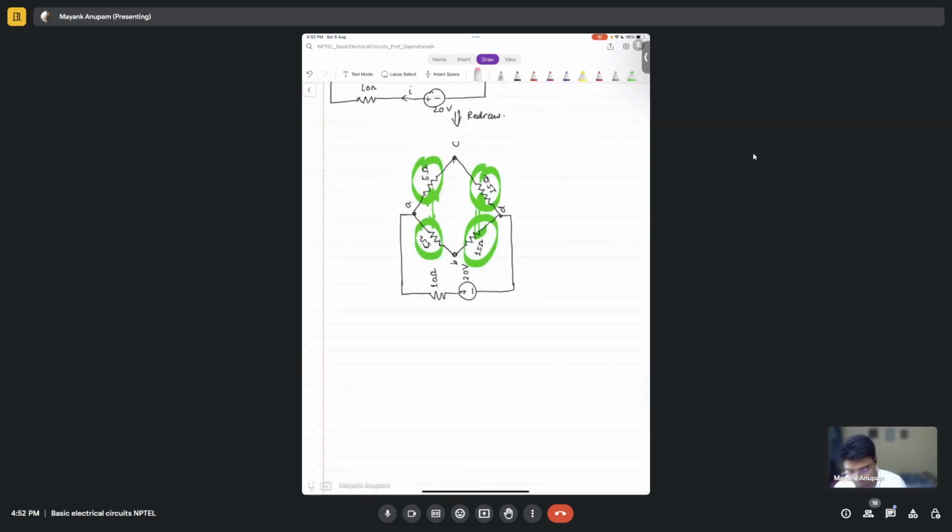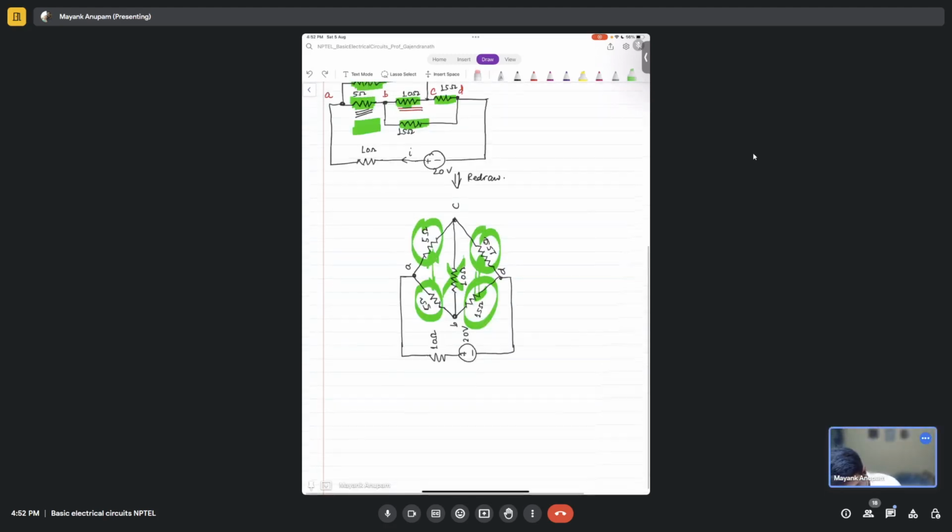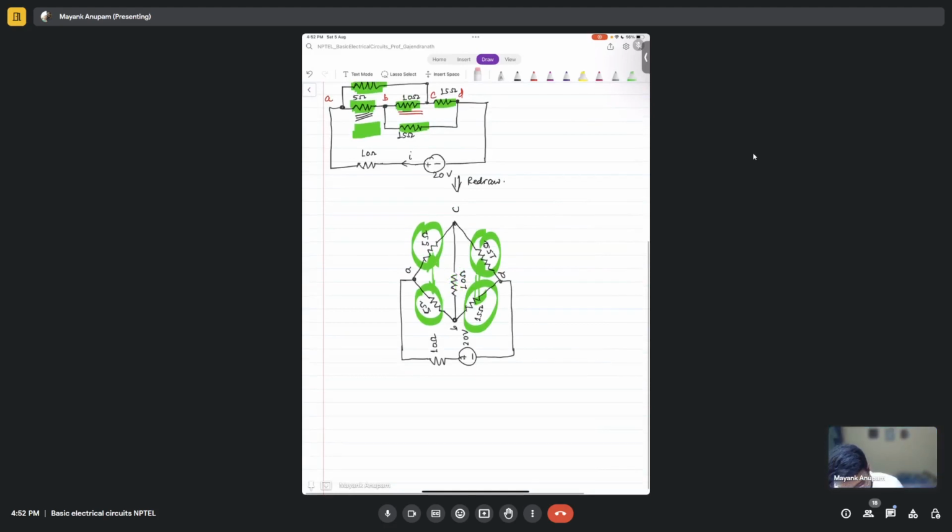Sir, can you repeat the last line? Okay, so I was saying, you are able to identify a Wheatstone bridge here, right? Yes, sir. No, no, the person was asking me to repeat it.